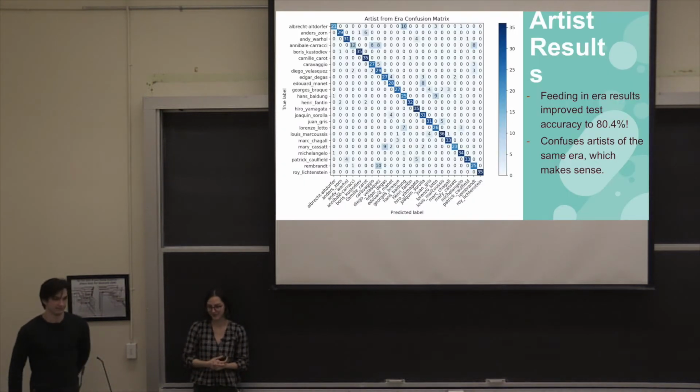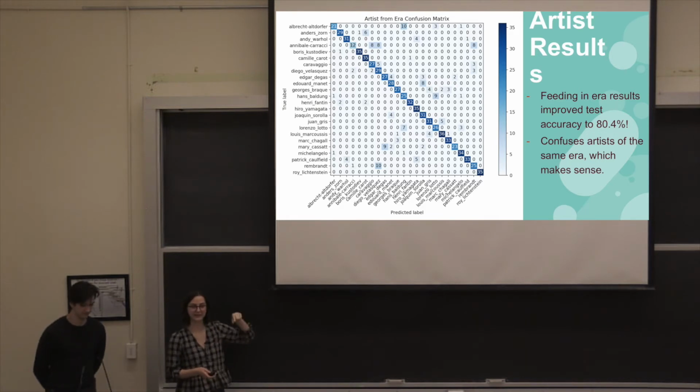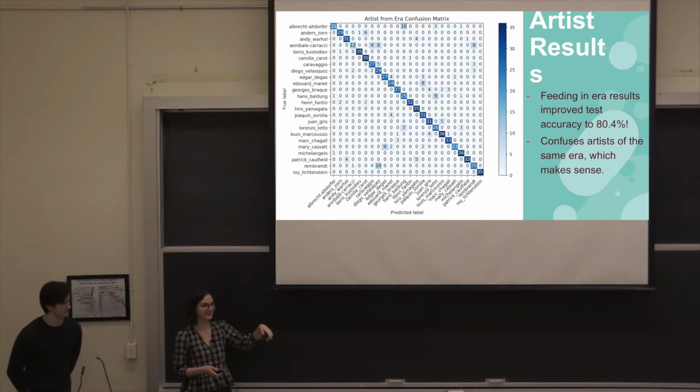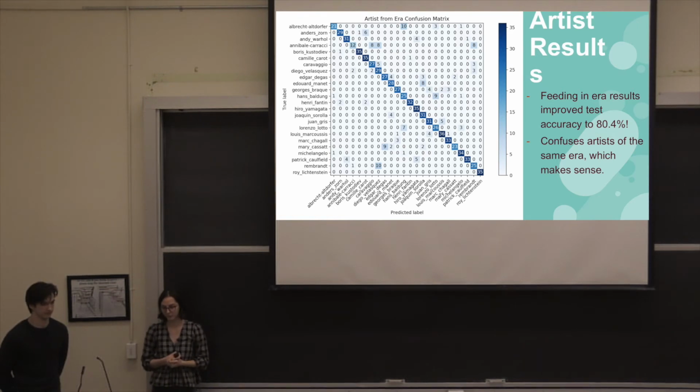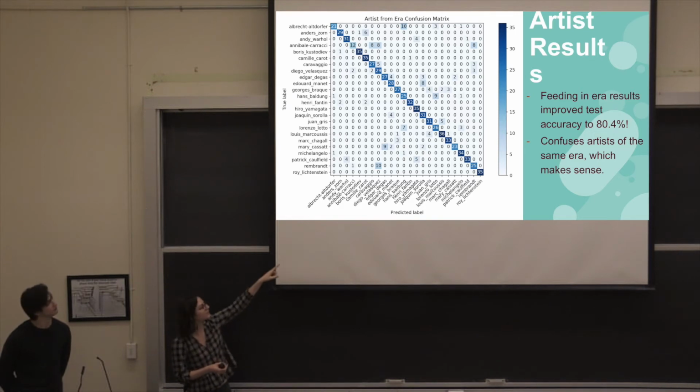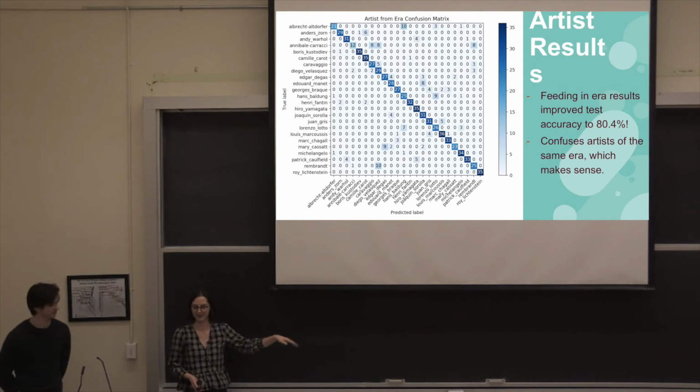Moving on, this is our confusion matrix for our artist, and this is our artist model once it's been fed the prediction from the era. As we predicted, our test accuracy went up from 60% to 80.4%, which is a really nice increase. The points of confusion are at the top where you see a value of 10, and towards the bottom where you see a value of 10. Those are actually between artists of the same era, which is again an area where people might mess up, which we predicted. At the top, it's Renaissance artists. At the bottom, it was Baroque artists.